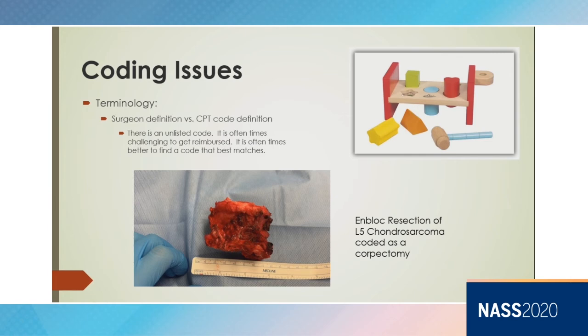And sometimes you're just stuck trying to make a square peg fit in a round hole. This is a chondrosarcoma that I did an en bloc resection for, and to try to get the code paid for, I had to book it and bill it as a corpectomy, which certainly to me doesn't represent the work that I did, but it's the best way I could get this paid. In a scenario like that, one consideration might be to attach a modifier 22, which we'll talk about in a few moments. Modifiers can play appropriate roles when you feel the codes do not match the level of involvement that the code represents.